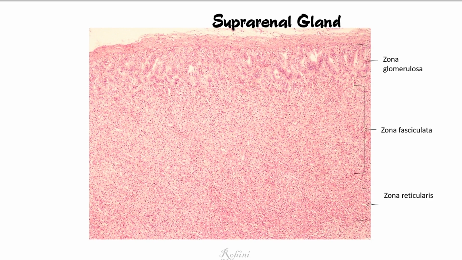They have lipid droplets within and appear lightly stained or foamy. Zona reticularis have cells arranged in a reticulate or mesh-like pattern. Few cells have brown pigment, which are the lipofuscin granules.